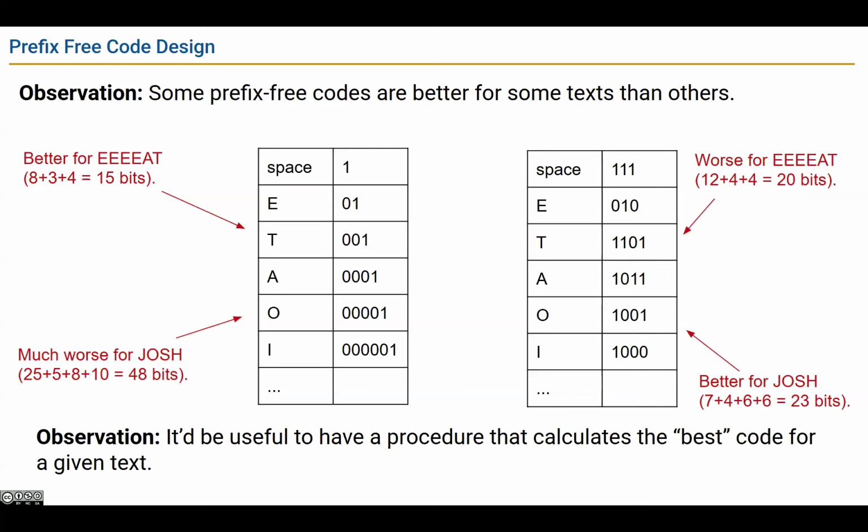If we're talking about quails and zebras in Zimbabwe, then you're going to have a very, very different letter distribution than if you were talking about any other text, because you'd have way more Q's and way more Z's. So what we can do is create an algorithm that, based on the text, determines the best prefix free tree for it.